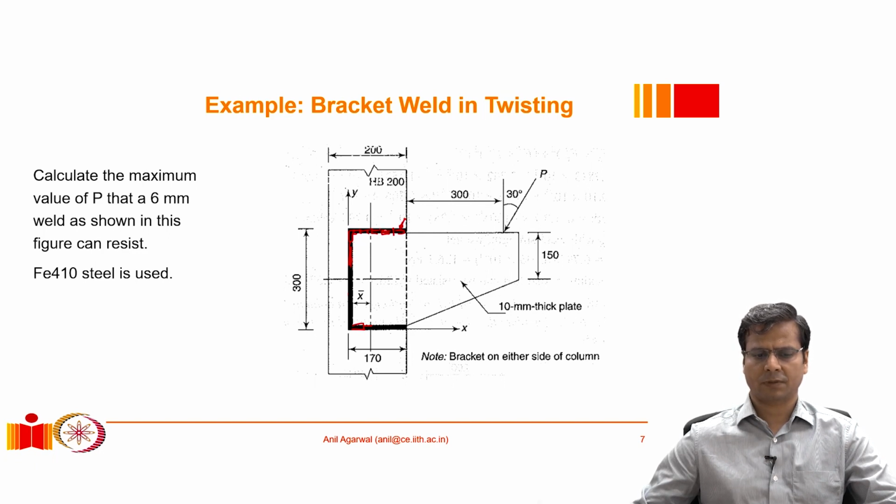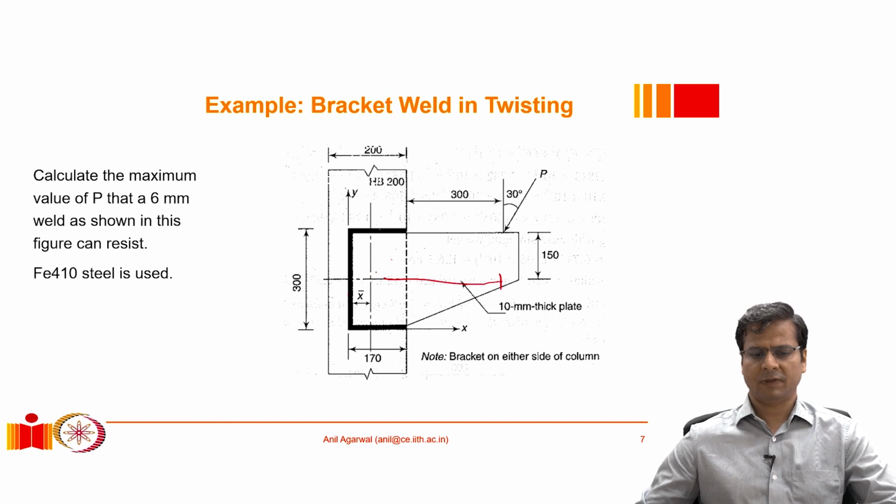With that assumption, we can calculate the direct effect of this force. However, that would have been the resistance, or would have been the stress, had this force been acting actually at the centroid of this weld group. But this force is not actually acting here, but it is acting at an eccentricity which is this much here.